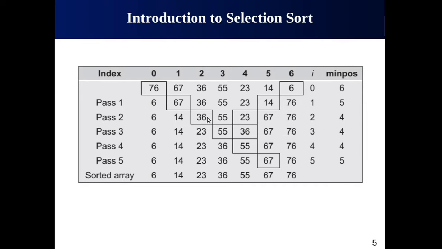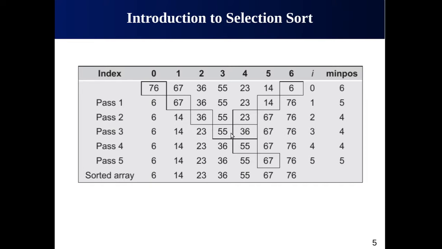Select it and swap it with the element at the third location, represented by 2. So swap them. 23 will take the location of 36, and 36 will move to the place where 23 was previously saved. Now we have 3 elements in sorted form. The remaining list is still in unsorted form.